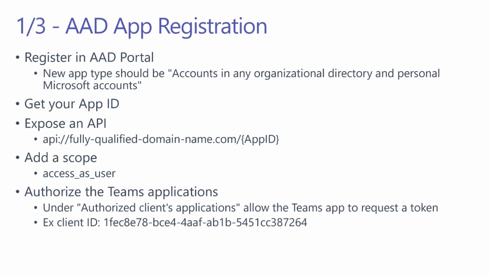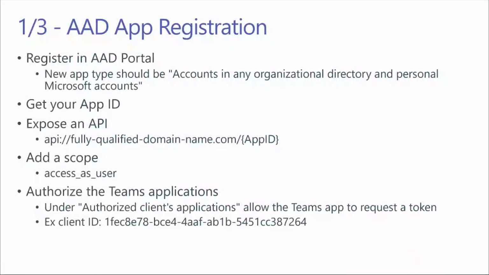And then you need to expose an API. You need to make sure that you list the domain name of your application, and then you append that domain name with the app ID that you got in the earlier step. Finally, you need to add a scope that Teams will use. Essentially, it's kind of like an API endpoint that we will use to query AAD to ask for a token.